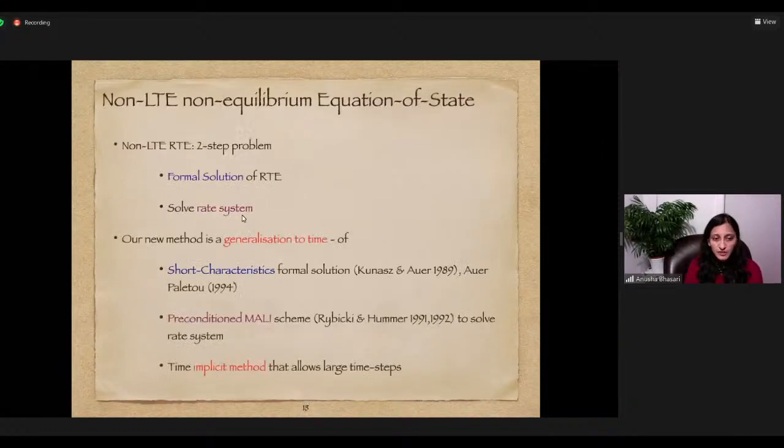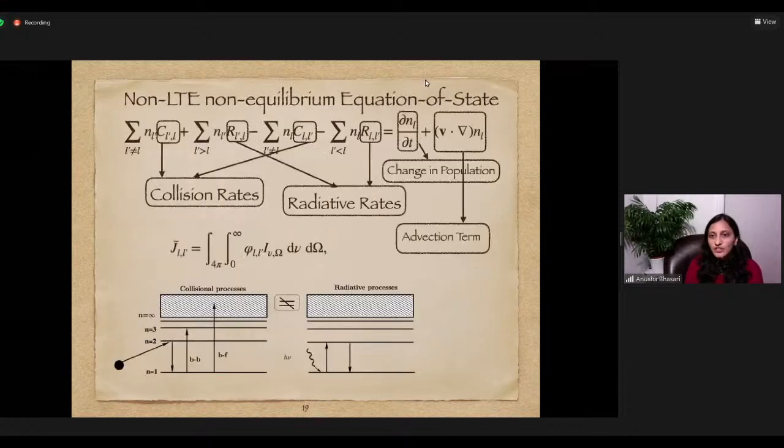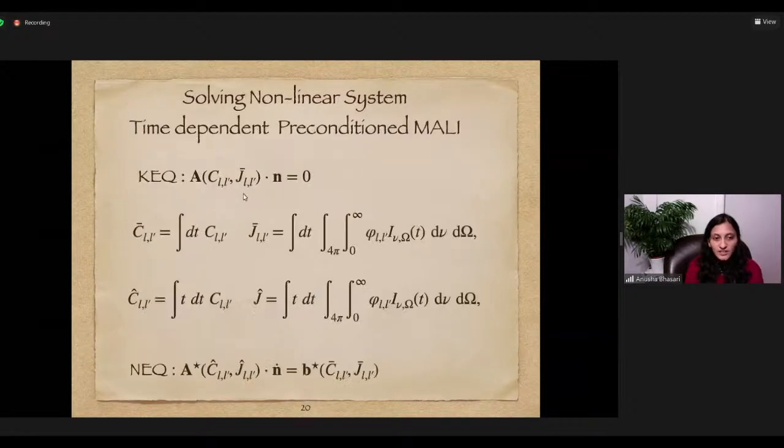Now the second step is to solve the rate system. So to recall, this is the form of the rate system. The radiative rate here contains the mean intensity term, which is important and drives the non-LTE effects. Therefore, here instead of the radiative rate, I just write the J-bar term. To compare with the kinetic equilibrium equation, in the original kinetic equilibrium form, the rate system A depends on the collisional and radiative rates, and we are solving for a population with 0 right-hand side. For the non-equilibrium case, we construct moments of collisional and radiative rates as follows.